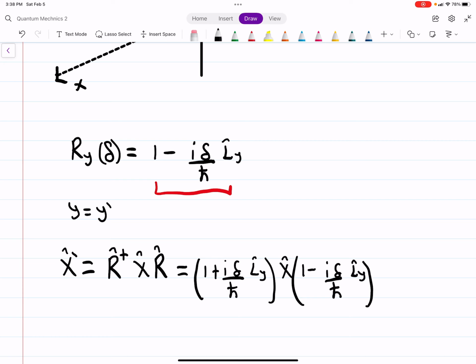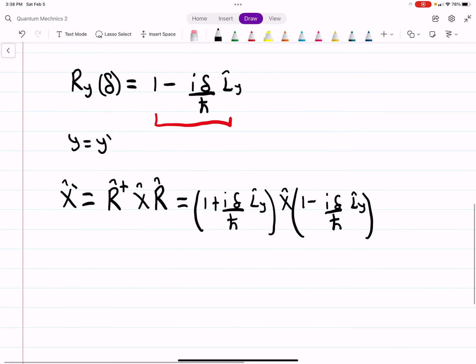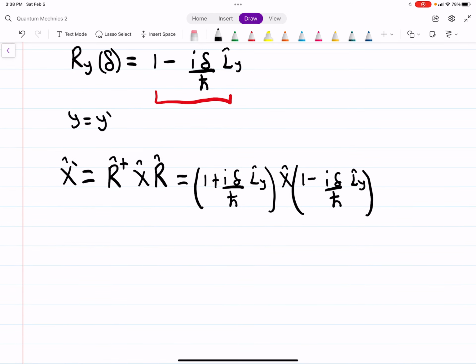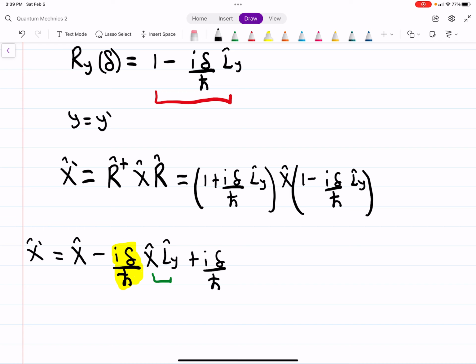Okay, so we have to be careful multiplying because these are operators, so we have to be very careful with the order, but we'll get our transformed x being equal to x minus i delta over h bar x L_y. So obviously these are constants, so the operators don't really do anything to it. That can go out front, but these you have to be very careful with. The order matters. And then plus i delta over h bar. This time L_y goes first.